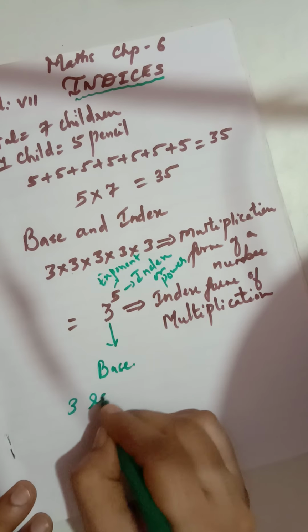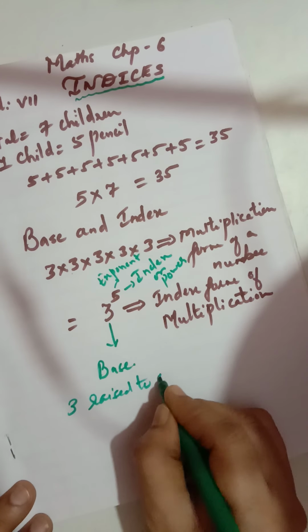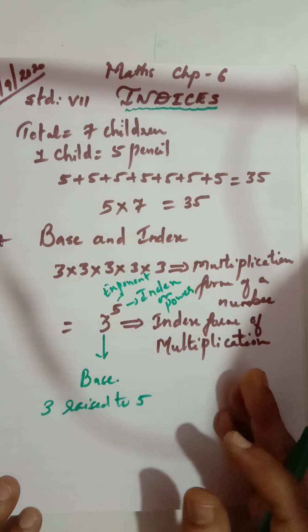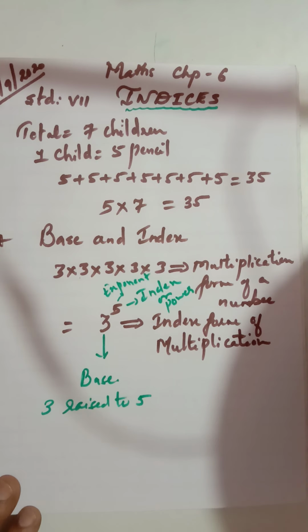You can write 3 raised to 5. This is the easiest way to read 3 raised to 5. In many different ways you can read this, but this way will become very easy for you.